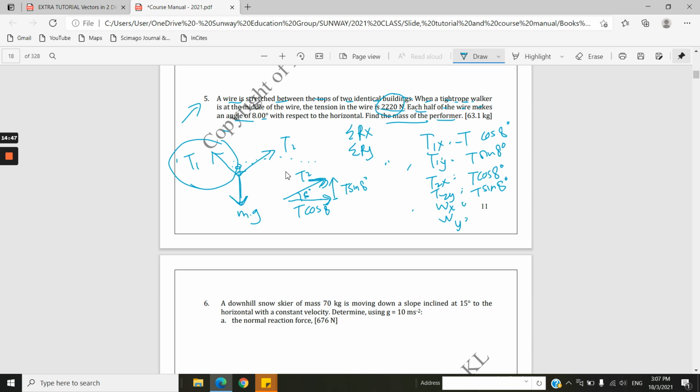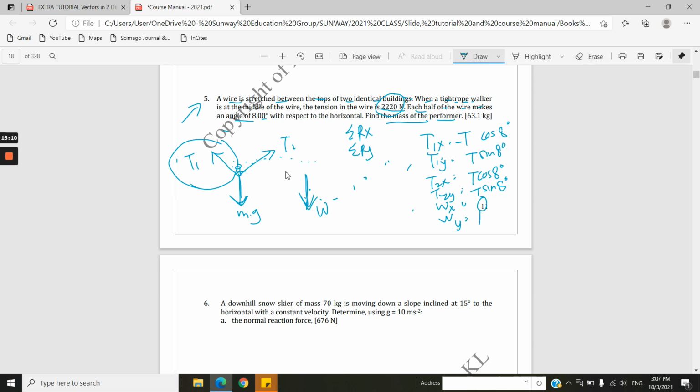Okay, W or mg, yeah, you can call it W, you can call it mg also. Okay, you know this, right? This weight has the vertical component, does not have a horizontal component. 0. Weight is just weight, mg.